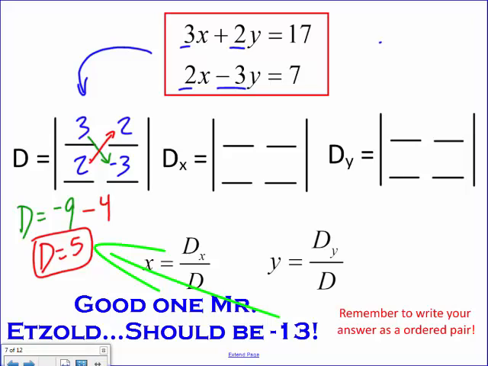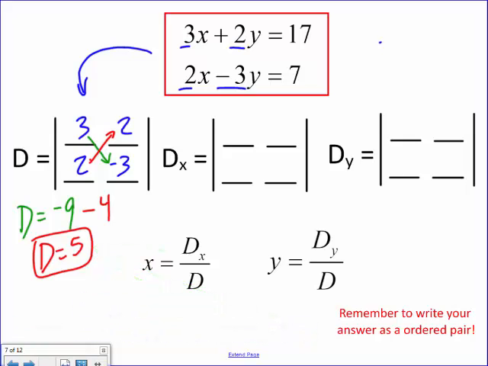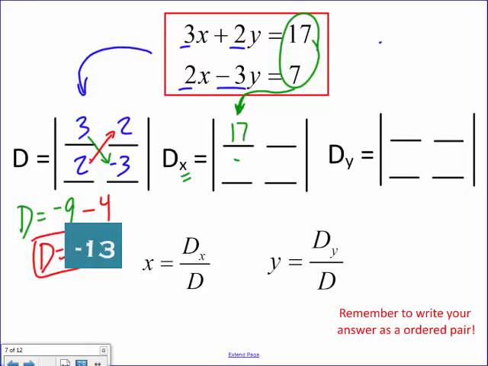To set up dx, what we need to do is replace the x's, these guys, with the solutions. So the solutions are now going to replace the x's, hence the dx. Instead of writing 3 and 2 for the x spots, I'm going to write 17 and 7. And then I still keep my y's the same, so 2 and -3 like that. So for dx, we replace the x's with the solutions, and then we follow our same rule.